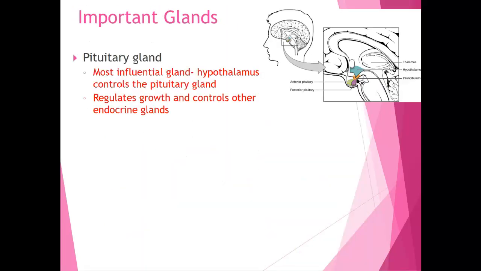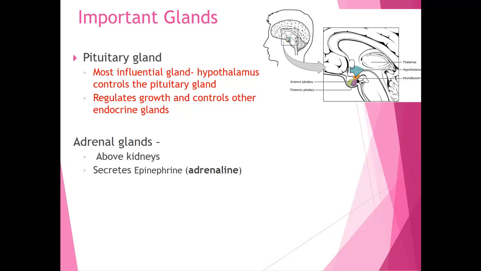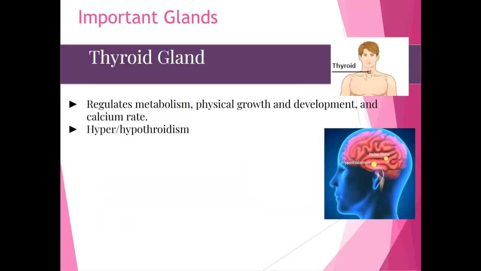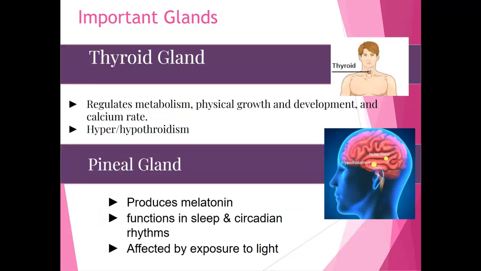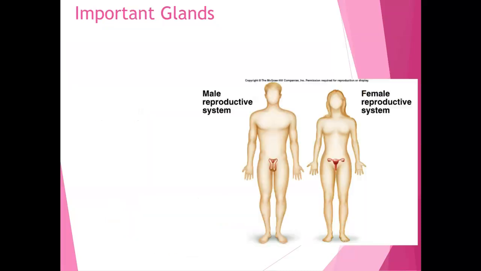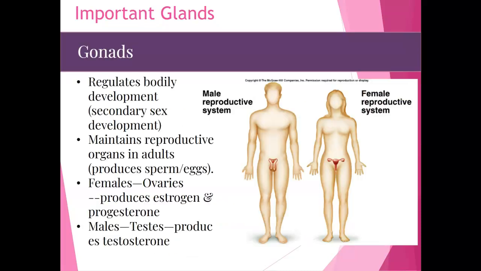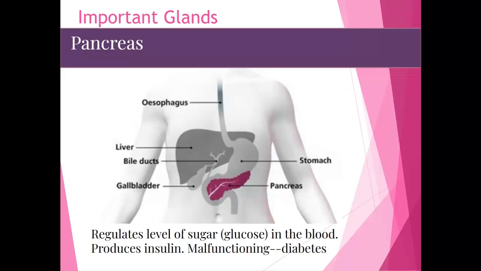Let's go through a few of the important ones. We already talked about pituitary. Adrenal gland is on the kidneys, and it makes adrenaline. Thyroid gland is metabolism. People with thyroid problems have weight issues. Pineal gland produces melatonin. It's affected by light, helps with sleep. The gonads, both males and females have gonads. The female version are ovaries. They produce estrogen. Males are testes, and they produce testosterone.